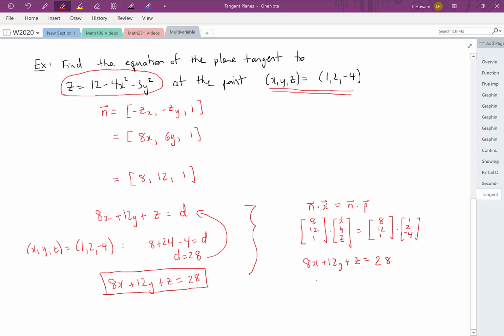So that's an example of calculating the tangent plane to a surface at a given point.